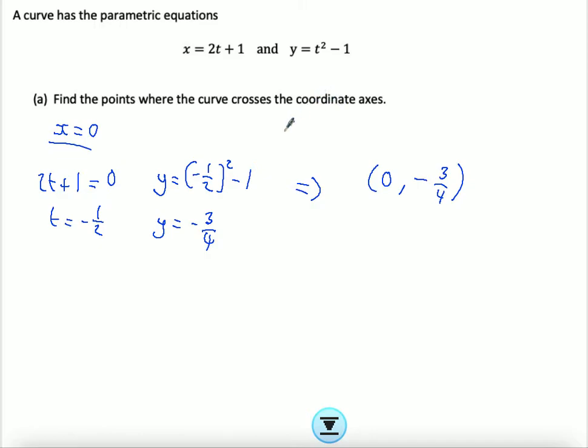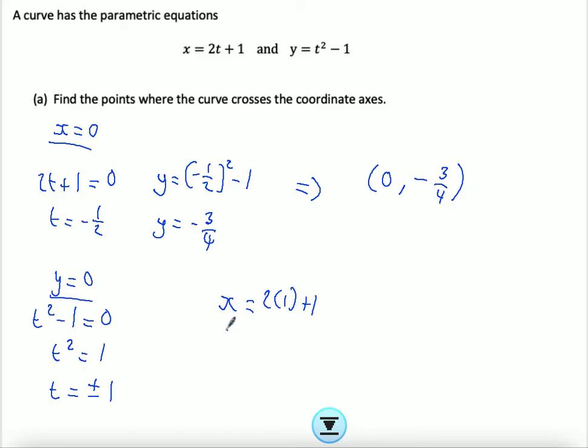Okay, so what about when it cuts the x-axis? Well, that occurs when y is equal to 0. So that is t squared subtract 1 is equal to 0. So t squared is equal to 1. So t is equal to plus or minus 1. So we're going to get two sets of coordinates this time. So let's deal with t is equal to positive 1 first. So we know that it's going to cut the x-axis at 3, 0.